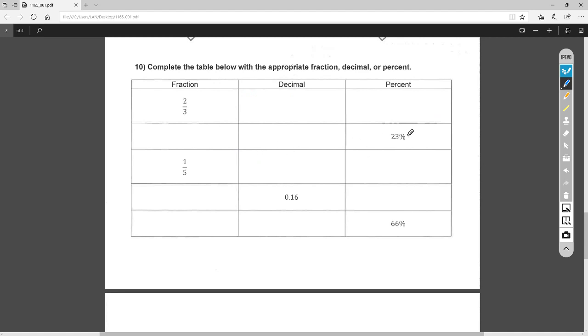Okay, the second one, we have the percent. Remember, percent means out of 100. So 23%, as a fraction, would be 23 over 100. And to read this as a fraction, remember this means 23 hundredths. And we know hundredths is 2 decimal places, so we know it's 0.23.